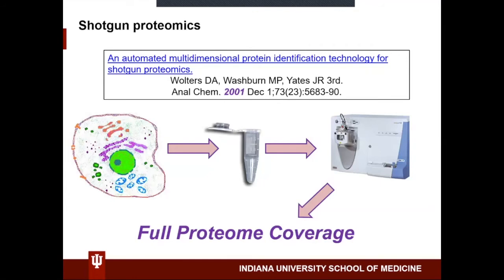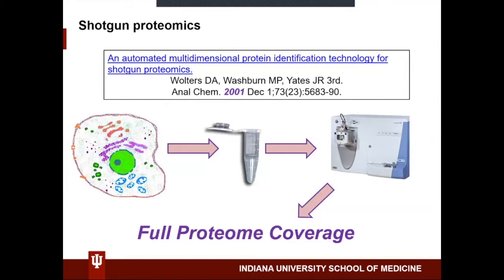Shotgun proteomics. You might hear this term bandied about, and shotgun proteomics just means using bottom-up techniques in proteomics. This is something that's been developed for the last 20, 30 years. People are looking at different ways of improving proteome coverage in specific organisms.